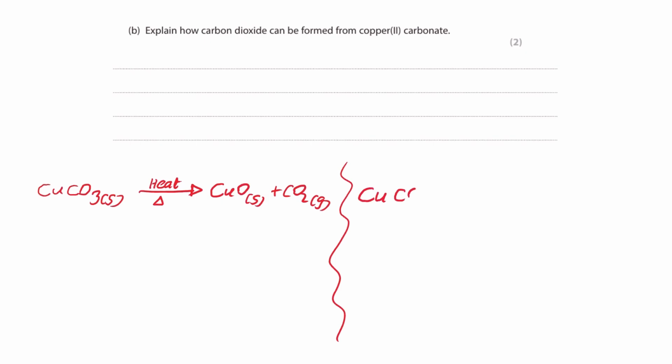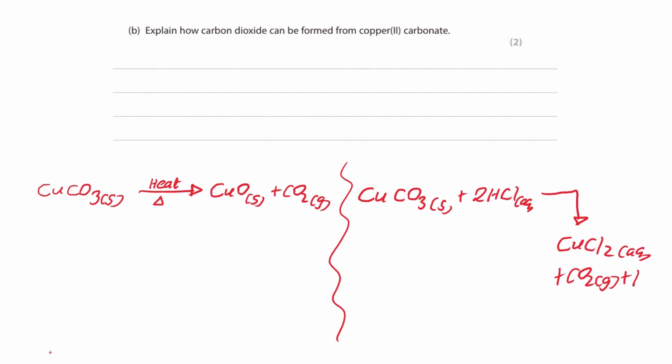Second method, you can add an acid to copper carbonate. Let's assume I am adding dilute hydrochloric acid, HCl. When I add HCl, you get the salt, copper chloride. When a carbonate reacts with acid, you get salt plus carbon dioxide gas plus water. From that also you can get carbon dioxide from copper carbonate.